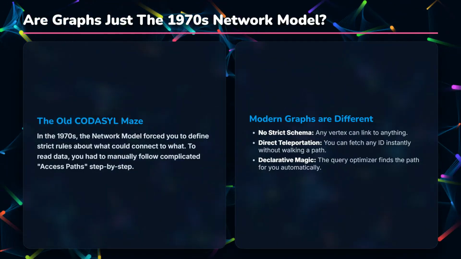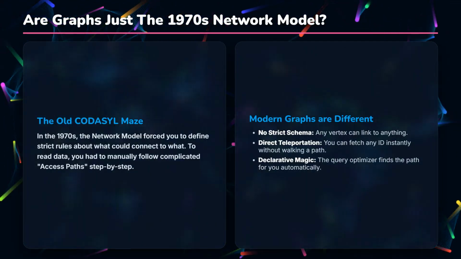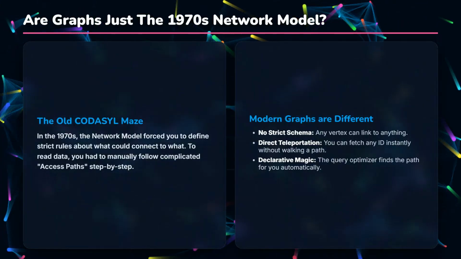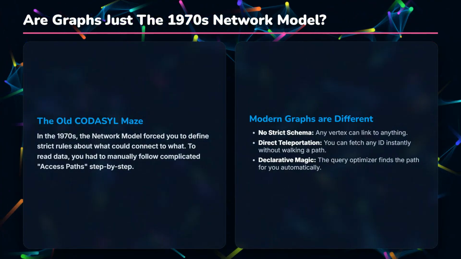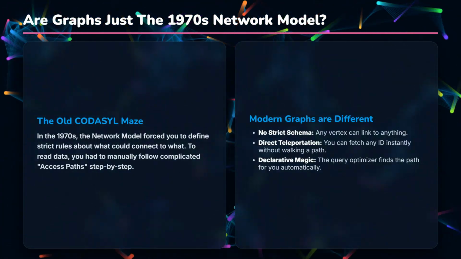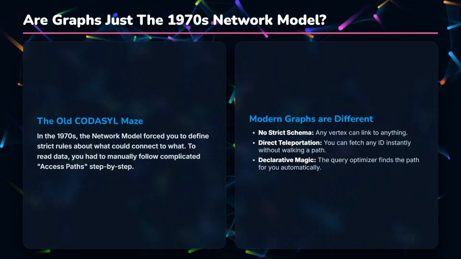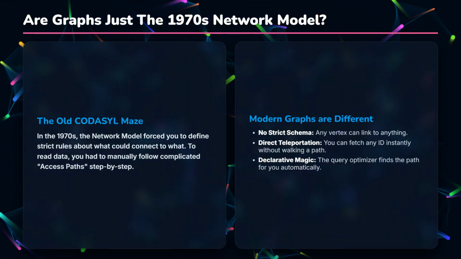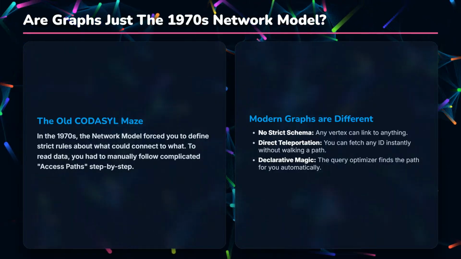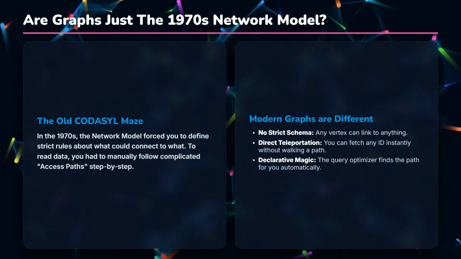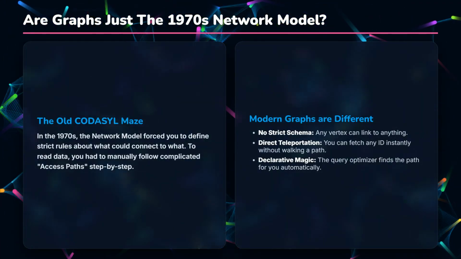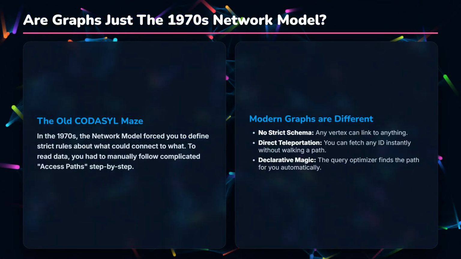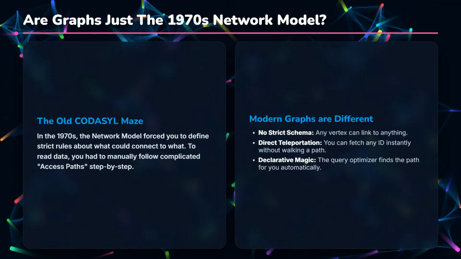Modern graph databases threw all of that away. In a modern graph, any node can connect to literally anything. You don't have to walk the maze, you can teleport directly to any data point using its ID. And best of all, you use declarative query languages. You just tell the computer what you want, and the query optimizer acts like a smart GPS, finding the fastest path for you automatically.